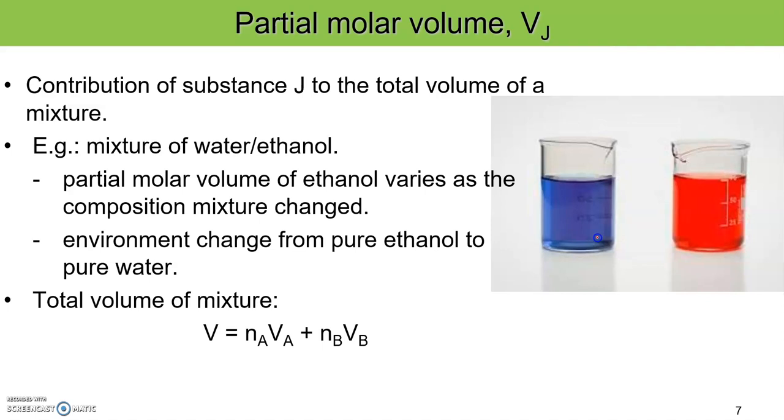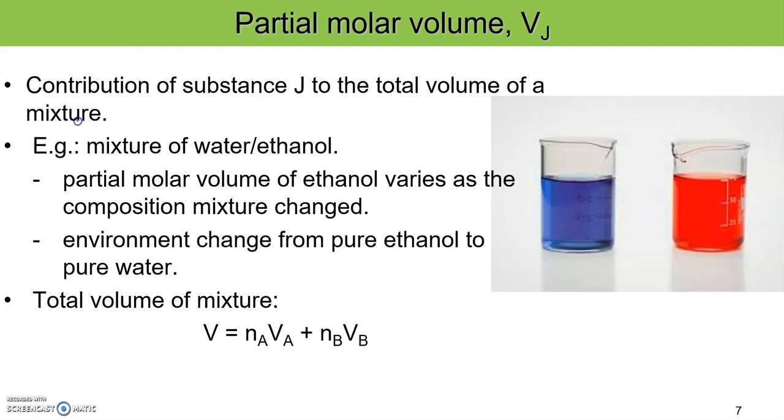For example, if you have a liquid A and a liquid B, each has its own volume. However, when we mix them together, the volume will differ slightly. So when we talk about partial molar volume, this is about the contribution of a specific substance, we name it J here, to the total volume of a mixture.